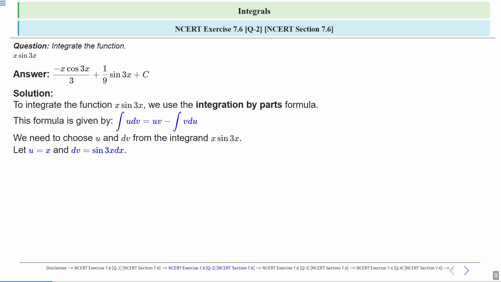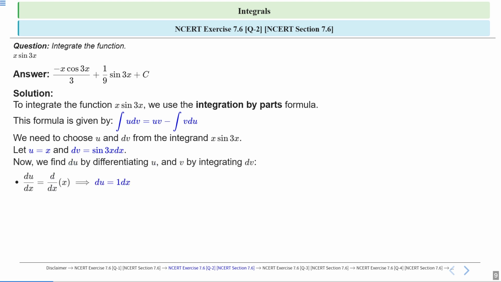To substitute these values into the integration by parts formula, at first we have to differentiate u and integrate dv so that we can get du and v. Differentiating u, we again get 1, that is du is equal to 1 dx, and to get v we integrate dv. So the integration of sin 3x dx.